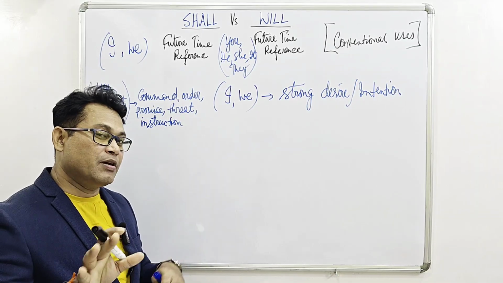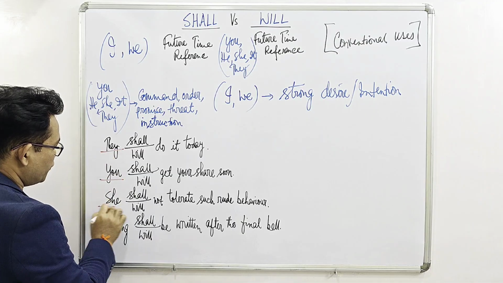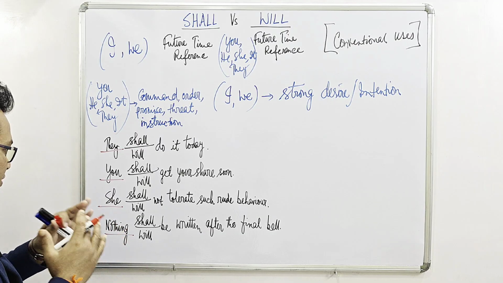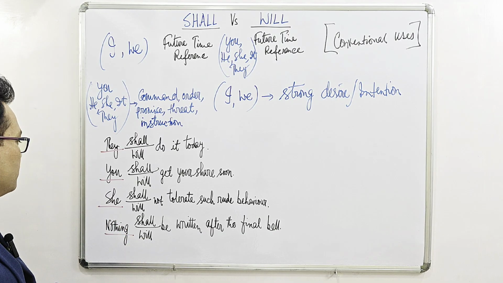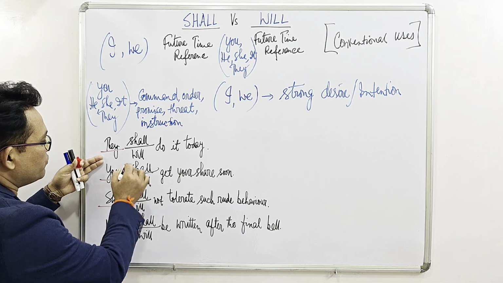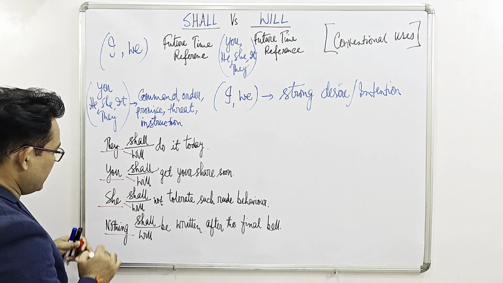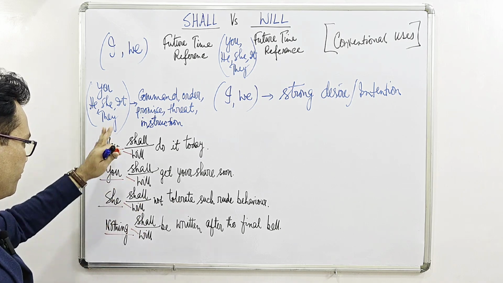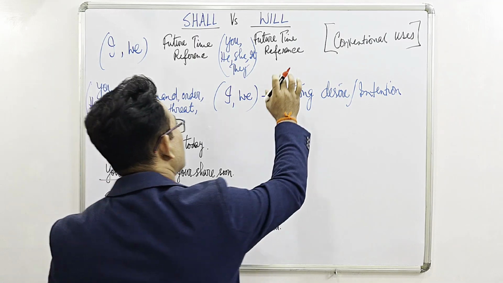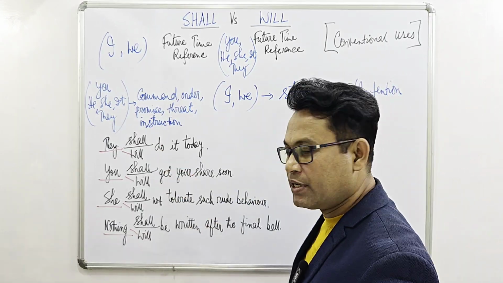Alright then, let's now get a few examples to clarify the whole idea further. Subjects are they, you, she, nothing. So all of them are third person or second person subjects, singular or plural. Now conventionally after they, we use will. After you, will. After she, will again, and nothing, will. So if we go by the conventional way, then the meaning will be some sort of future time reference only and nothing else. They will do it today.